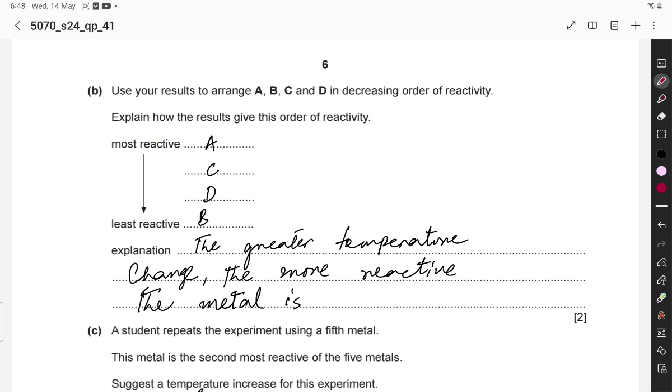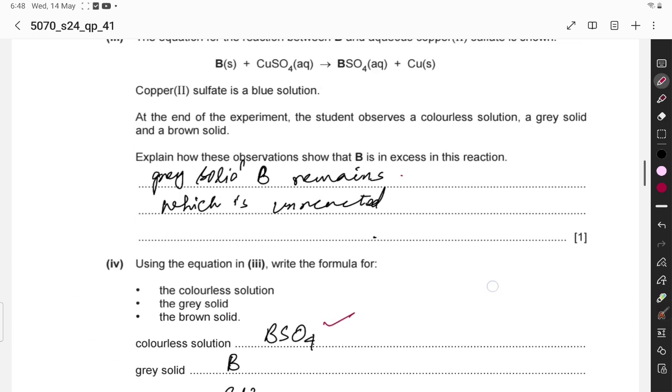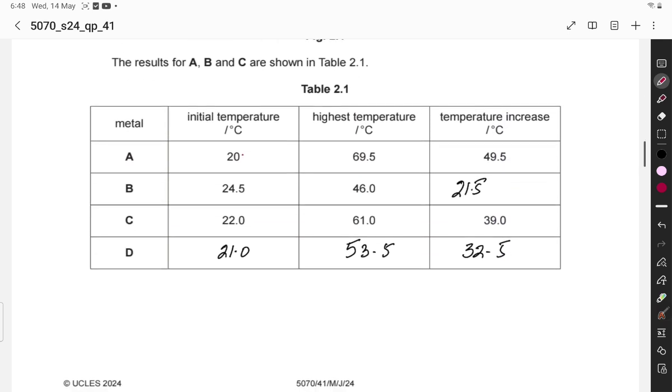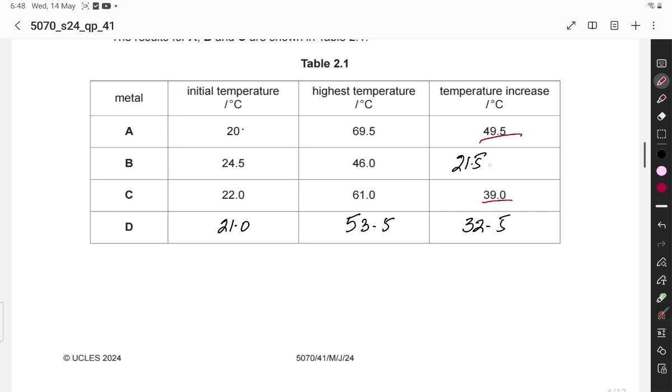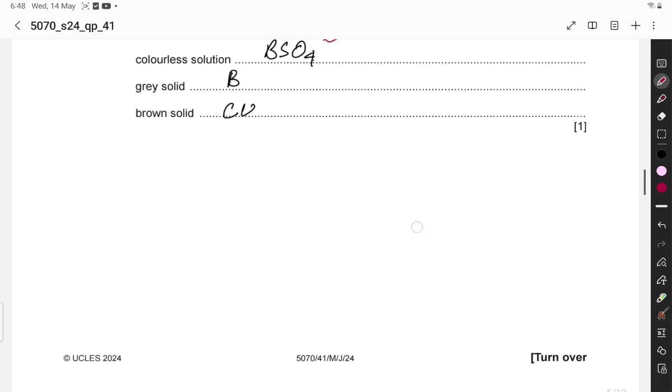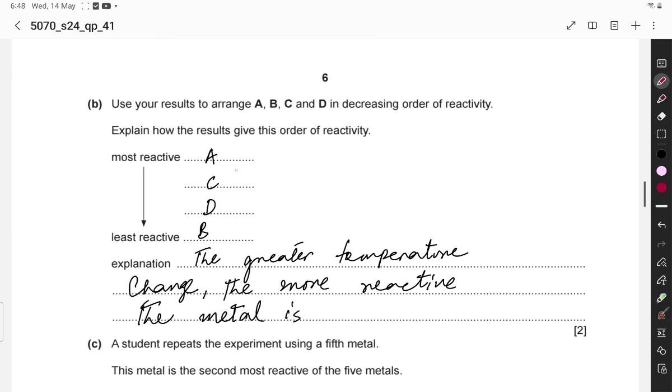Use your results to arrange A, B, C and D in descending order of reactivity. Explain the results. The most reactive metal has the greater temperature change. A has the greatest temperature change, then C, then D, and then B. So the order is A, C, D, B. The explanation is that the greater the temperature change, the more reactive the metal is.